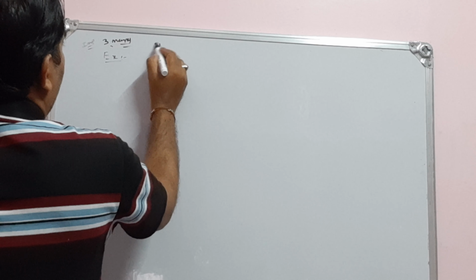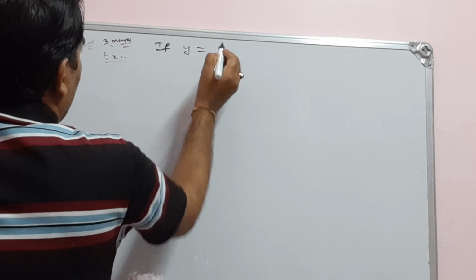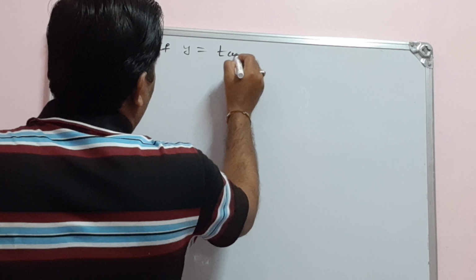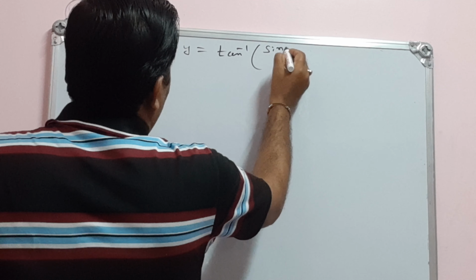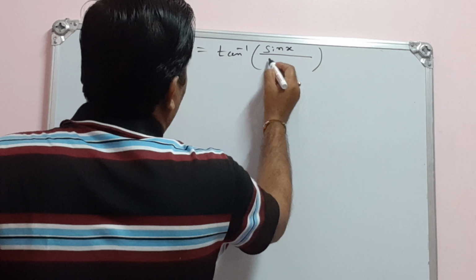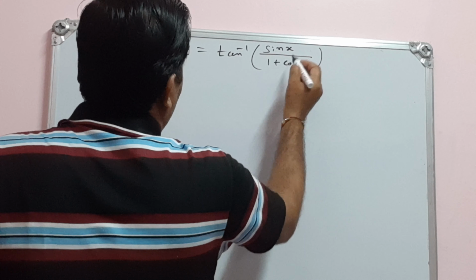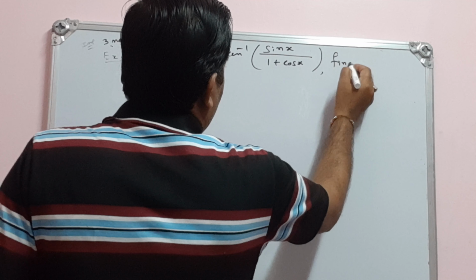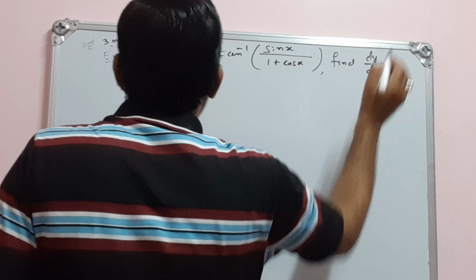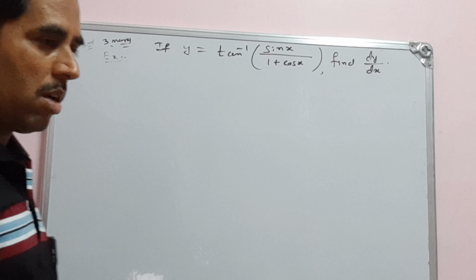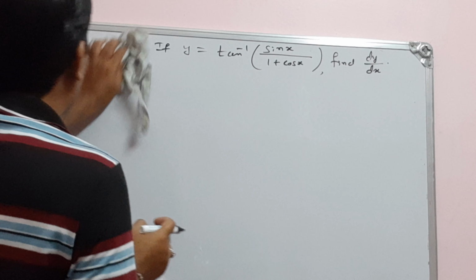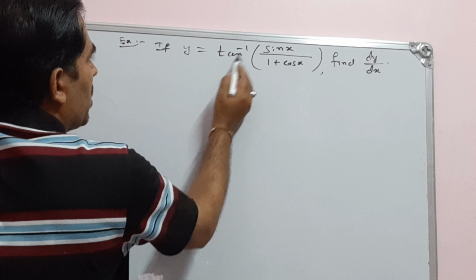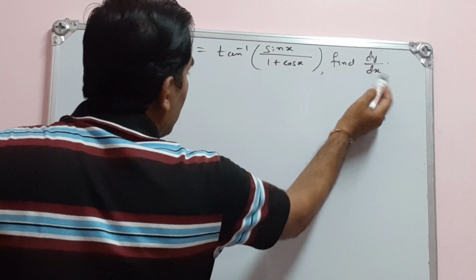Okay, next example, let us go for the next example. If y is equal to tan inverse of sin x divided by 1 plus cos x, then find dy by dx. So this is another example, carrying 3 marks. So if y equals tan inverse of sin x divided by 1 plus cos x, find dy by dx.